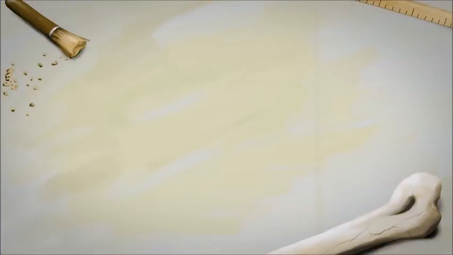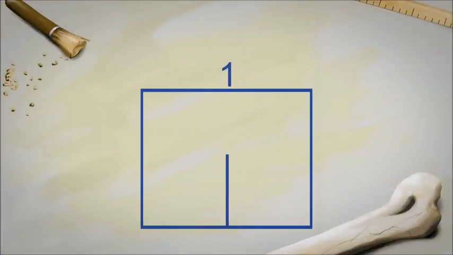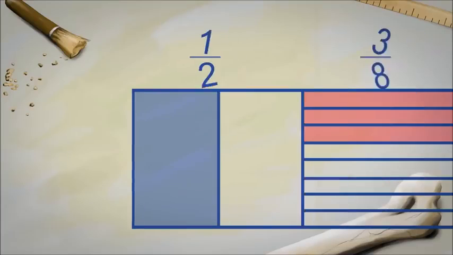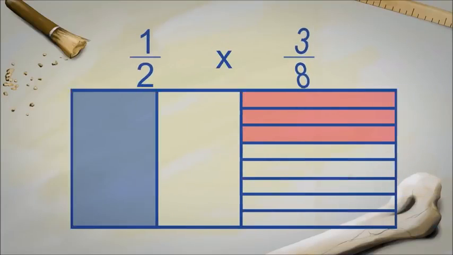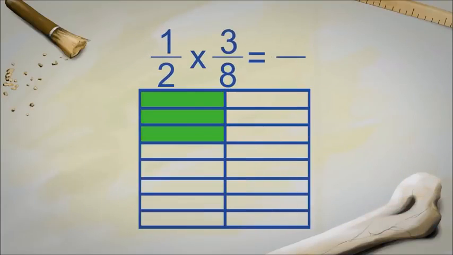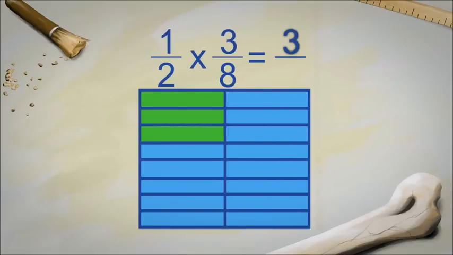When we need to multiply 2 fractions, this is our reaction. Multiply the numerators, then multiply the denominators.